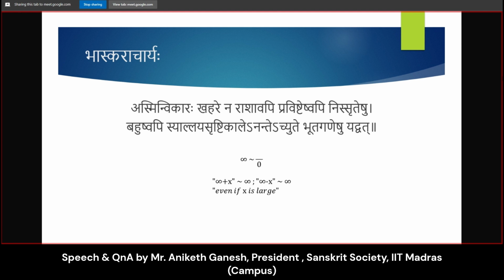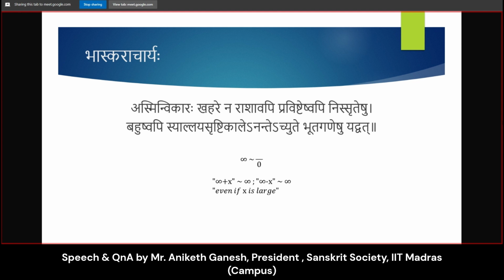So this Khahara is the word that he uses for infinity here, which is interesting in itself because Khahara literally means divided by 0. So he seems to have this idea that when you divide something by 0, the result tends to infinity. That is the idea here. It's not explicitly mentioned, but you can clearly see it here. Khahara stands for infinity. Its literal meaning is division by 0.